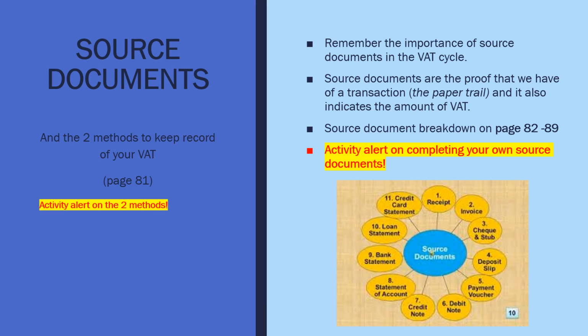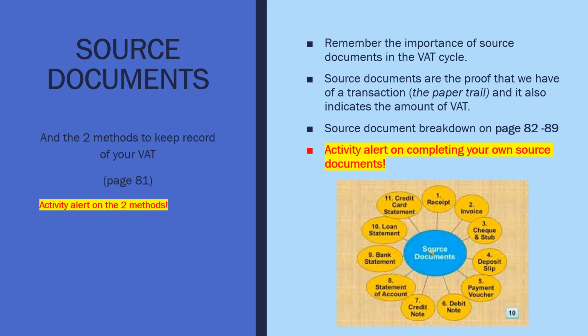Firstly, we have a paper trail of the transaction. So yeah, I can show you, again, electronically or physically, this is what I bought. This is how I paid. This is the business's name. That's where they are registered. That is their VAT registration number, etc., etc., etc. You can read about it on page 82 and 89, exactly the requirements for different source documents.